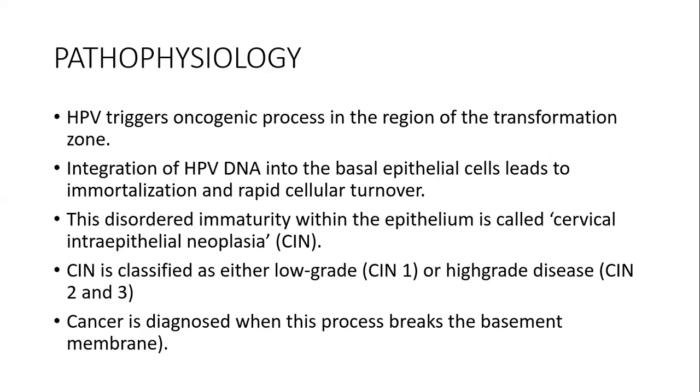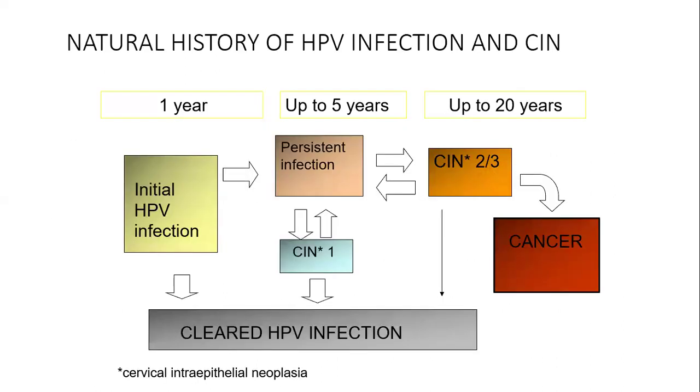If it gets to a point where these changes breach the basement membrane of the epithelium, then cancer is diagnosed. And this usually takes place after about 20 years of initial contraction of the virus. So this chart just shows us the sequelae involved with developing the cancer. From the initial infection, once it's not picked up through screening, there's persistent infection, and then the changes go on in the cells. You develop the pre-malignant lesion, and then after about 20 years, the cancer develops.